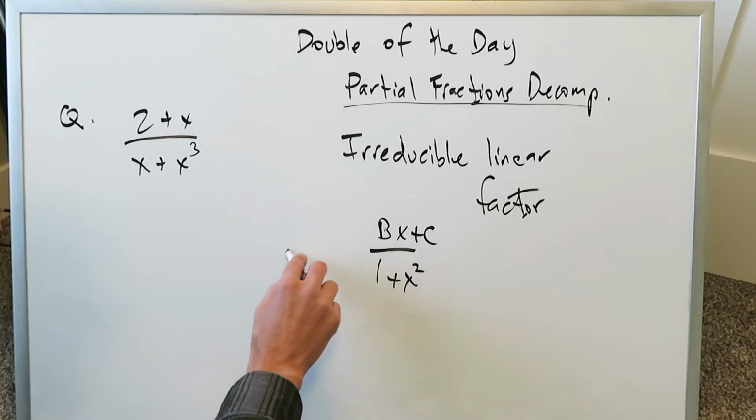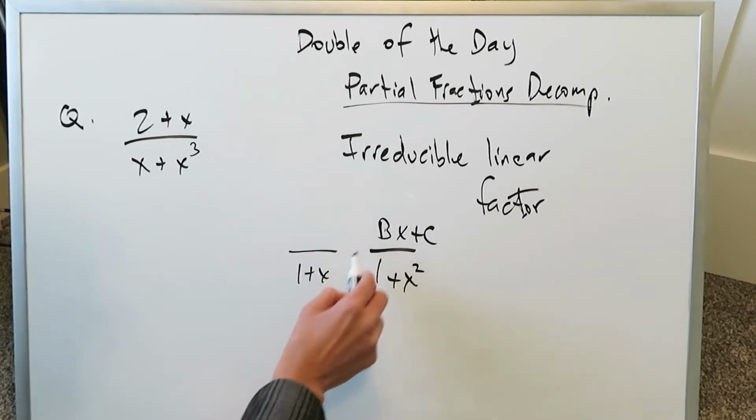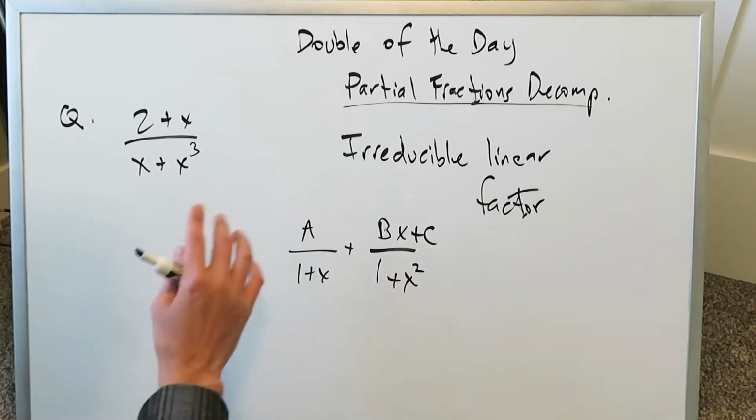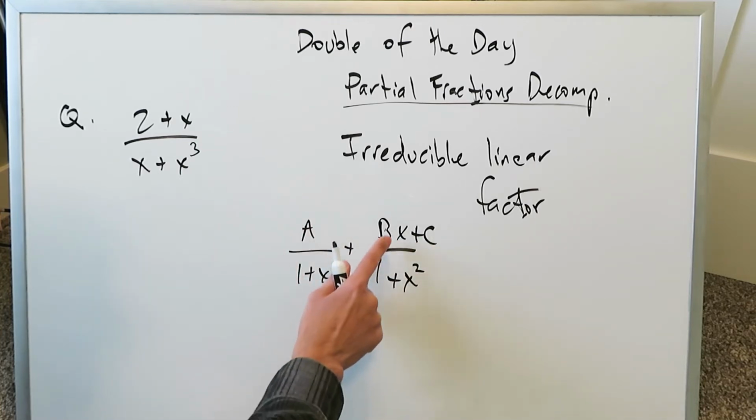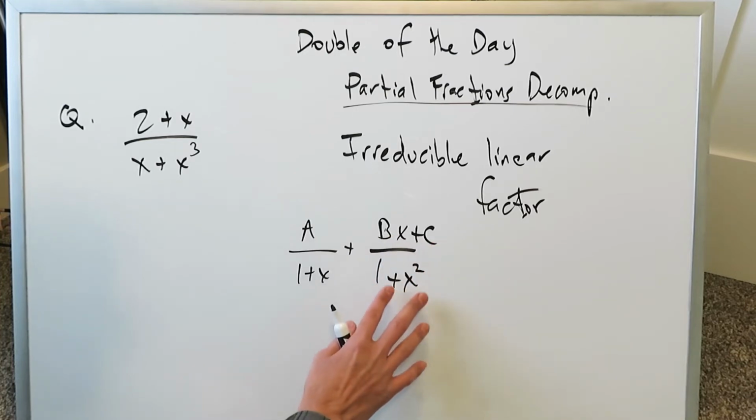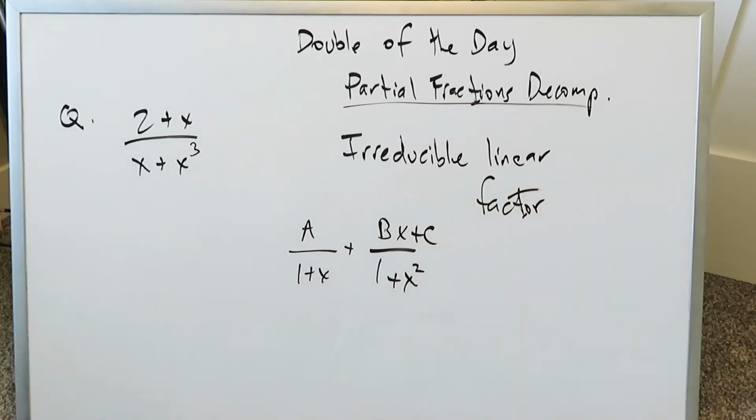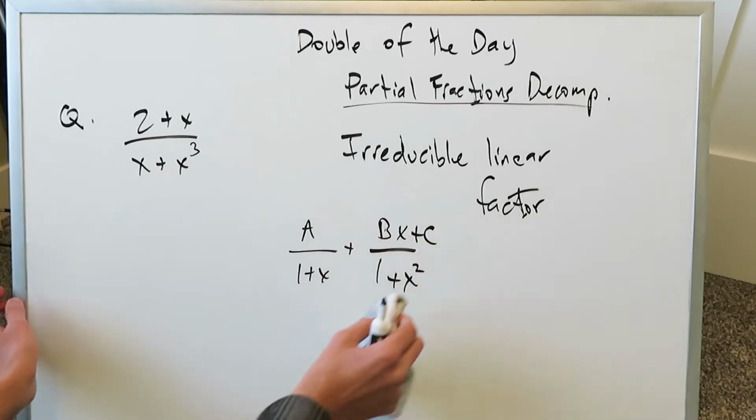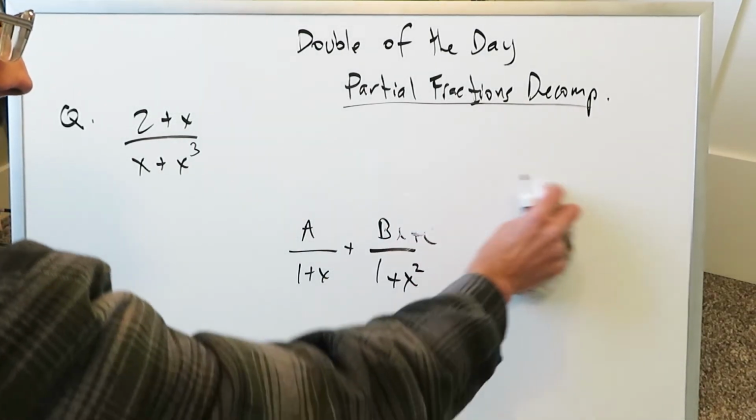If you had like here a 1 plus x, which is a reduced linear factor, you'd put a single letter. But when you have an irreducible linear factor, you have to put an expression. Normally it'll be a linear variable and a constant based on what power or order of exponent you have. So we're looking at cases where you see something like this, then you put something like this on top. So let's look at two of those examples.